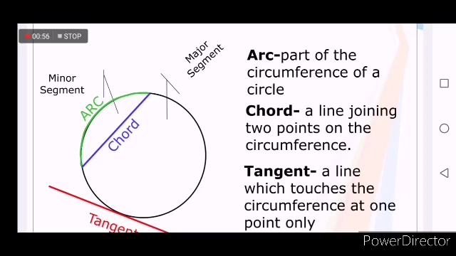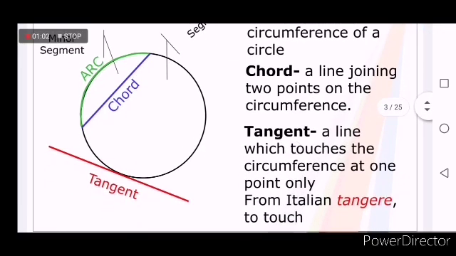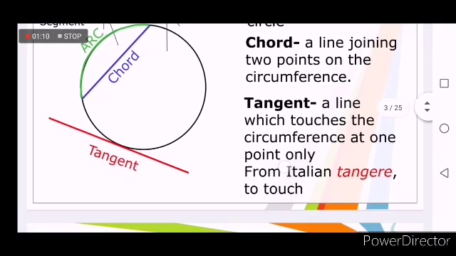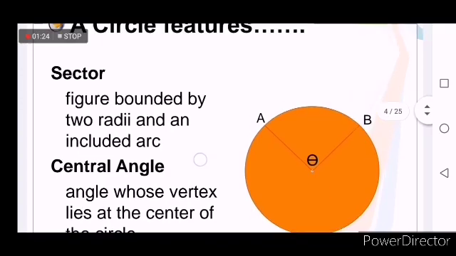In a line, we have what we call a line segment. In a circle, we have what we call an arc. A chord is a line joining 2 points on the circumference. So if you draw a line passing through the circle at 2 points, it's called a chord. A tangent line is a line that touches the circle, any point on the circumference of the circle, at only 1 point. So the red line here is the tangent.